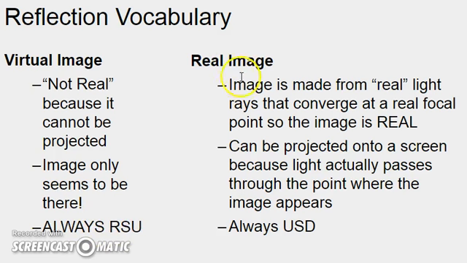But a real image, the image is made from real light rays that converge at a real focal point, so the image is real. They can be projected onto a screen because light actually passes through the point where the image appears. And they are always upside down.